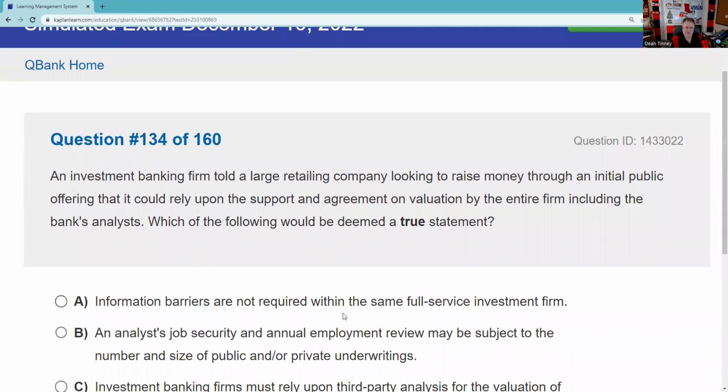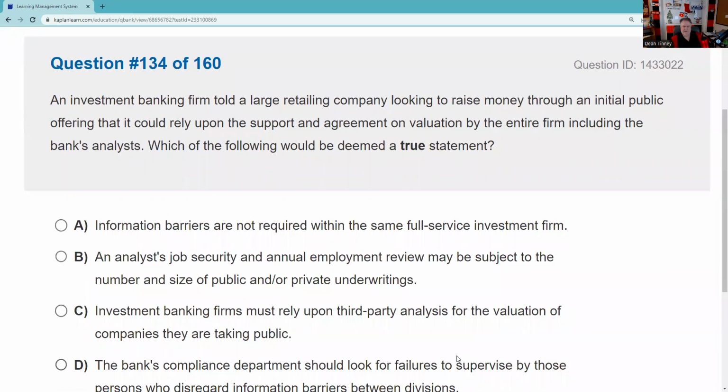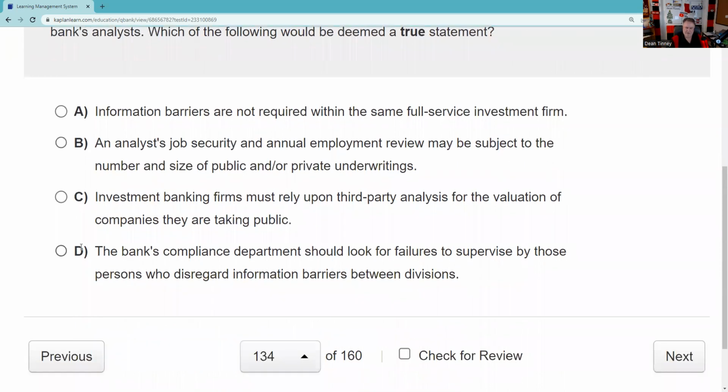Page 1, or question 134. An investment banking firm has a large retailing company looking to raise money through an IPO that could rely upon the support and agreement on valuation by the entire firm, including the bank analyst. Remember, the analyst is supposed to be able to act independently. Which of the following would be deemed a true statement? Information barriers are not required. They are. We're looking for something true. That is false. Analyst job security and annual employment review may be subject to the number and size. No, very testable. Compensation can't be tied to investment banking. C, investment banking firms must rely upon third parties for analysis evaluation. No. The bank's compliance department should look for failures to supervise for those persons who disregard information barriers between divisions like banking and research. D is the answer.